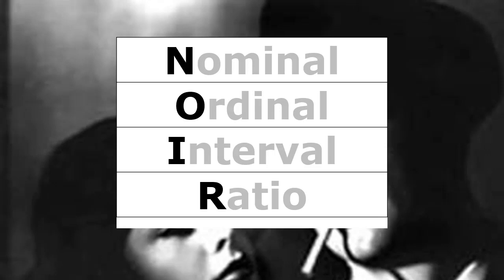And I like to remember the order by thinking about the word noir, which is, of course, if you think of film noir, these smoky black and white films with lots of contrast and lots of shadows. But as an acronym, it seems to help me remember the order of complexity, nominal being the most basic form and progressing through more complex forms of data. So let's take a look at these individually.